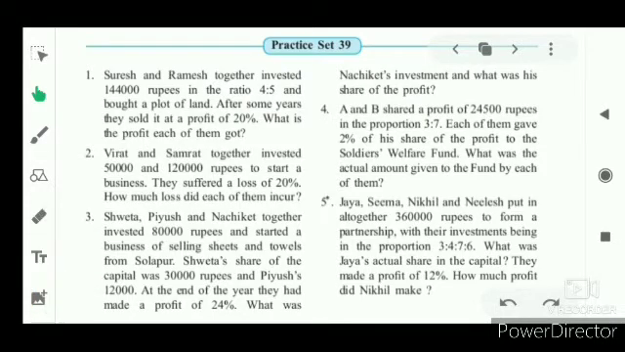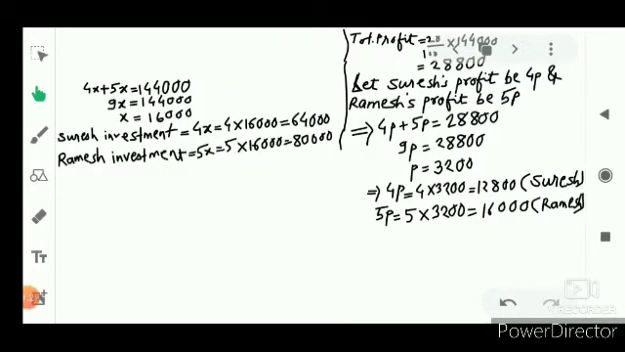So let's solve. Suresh and Ramesh invested in the ratio 4:5 and the total amount was 1,44,000. So let's suppose Suresh invested 4x and Ramesh invested 5x, because the ratio was 4:5. So 4x plus 5x is equal to 1,44,000. So 9x equals 1,44,000. So we get the value of x as 16,000 rupees. So Suresh's investment is 4x, that is 4 into 16,000, that is 64,000. Similarly, Ramesh's investment was 80,000.